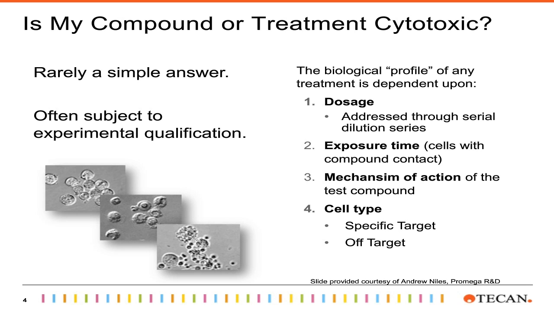On the top of that list is dosage. So how concentrated is the test article that you are evaluating? And oftentimes what we'll do is we'll address this by performing a serial titration of that compound. Exposure time, so how long do the cells come in contact with that test article? Is it hours? Is it days? Mechanism of action, if it's even known. Does that compound cause necrosis or apoptosis? And then lastly, cell type. Is it specific to the disease state, or is it an off-target cell type that you're just looking for general cytotoxic effects?